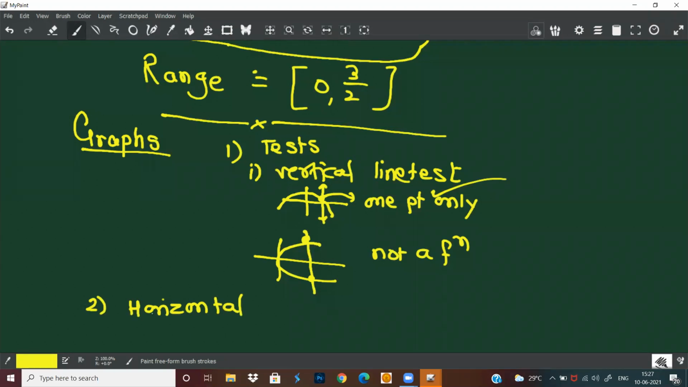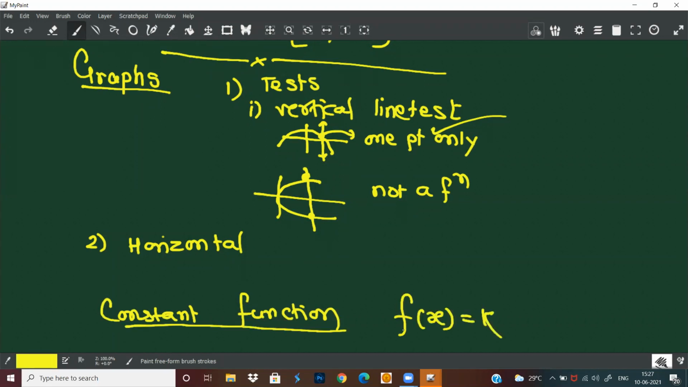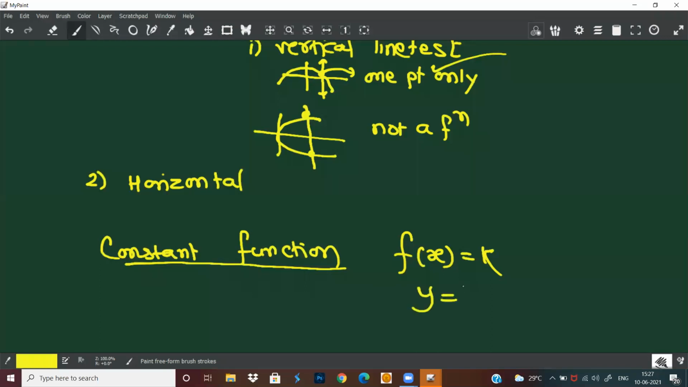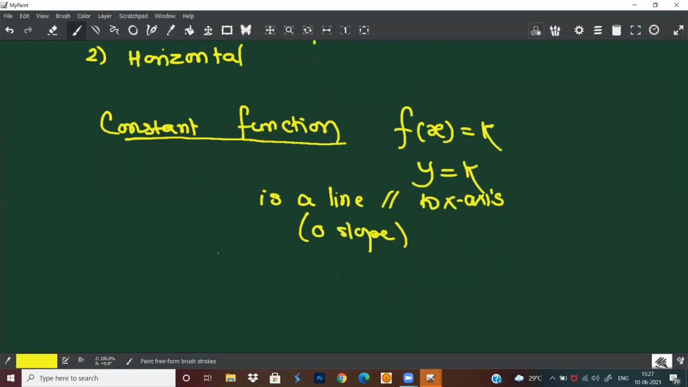You know what is a constant function? What is a constant function, Guru? If it is in the form of f of x is equal to constant. F of x means basically y is equal to constant is the line parallel to the x-axis. Yeah, it has zero slope. इसका ग्राफ कैसे आएगा? This is the graph of f of x is equal to k.